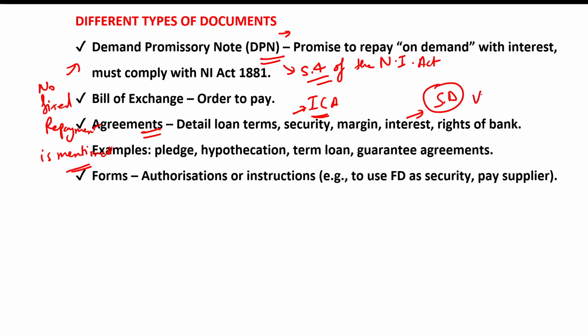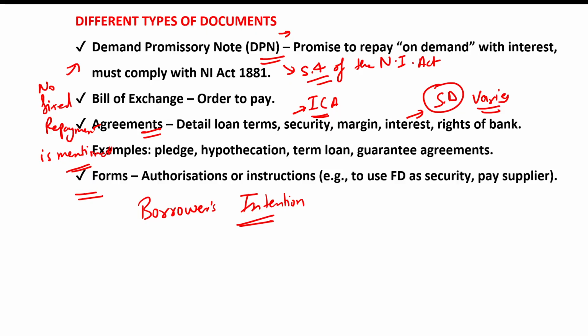Stamp duty varies, and in DPN the stamp duty is fixed across India, but this is not the case with respect to agreements. Then we have different types of agreements like pledge agreement, hypothecation agreement, term loan agreement, clean loan agreement, guarantee agreement, and so on and so forth. Last but not the least, forms. So forms are supporting documents. They are not promises or contracts, but they show the borrower's intention.